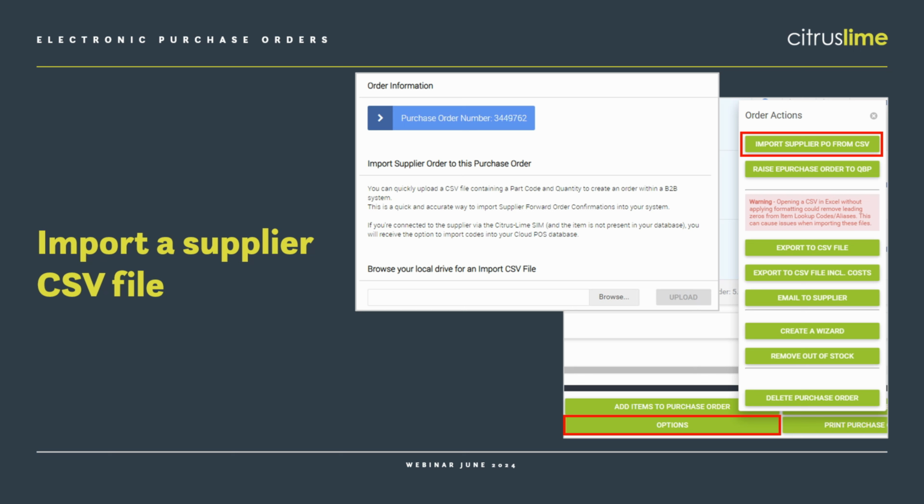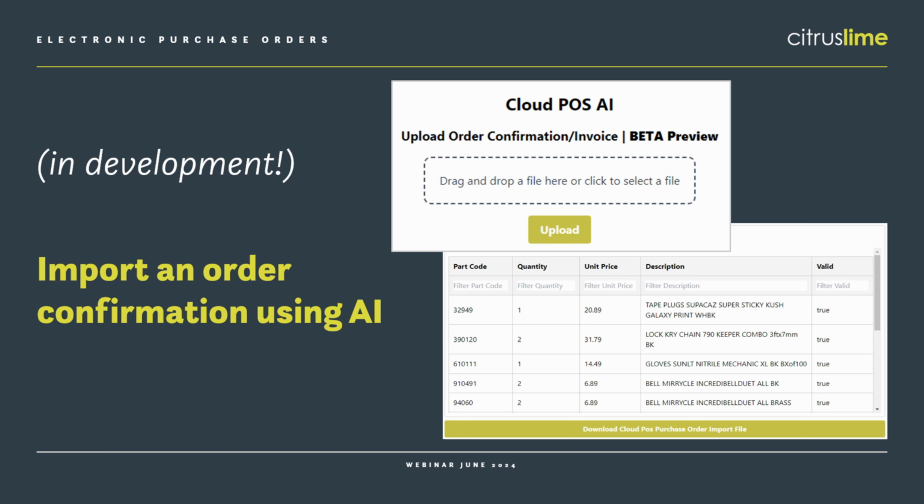This is a great option if you've already placed an order on the supplier's B2B site and then you want to quickly bring that over into Cloud POS. It means that your order is all ready to go for the goods in stage with the accurate cost prices in place. We're also working on an exciting new AI feature right now.